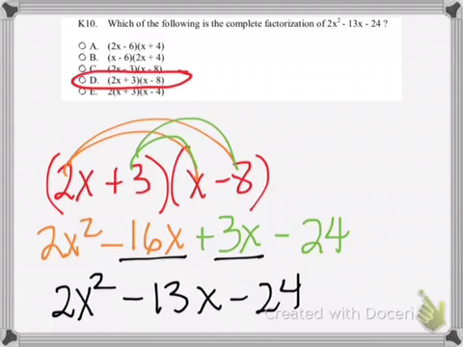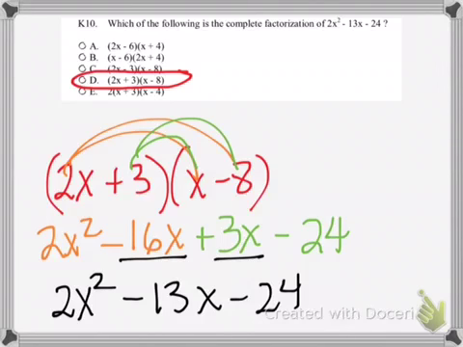Finally, number 10, which of the following is the complete factorization of 2x squared minus 13x minus 24? So probably the easiest way to do this is to try to see which ones give you that answer by multiplying. One quick test you can do is see which ones always give you negative 24. So I know the answer is D.